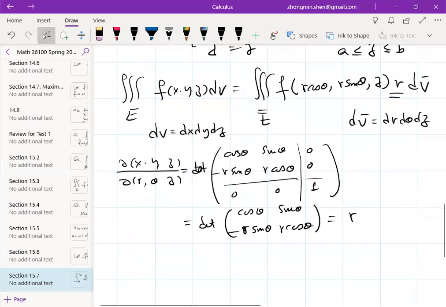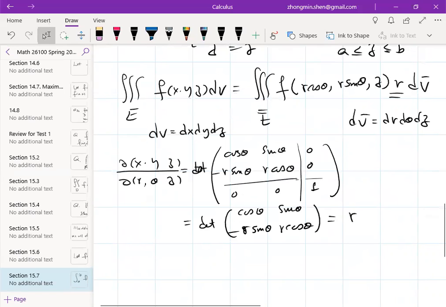That's just the determinant of the matrix. If you forgot how to find the determinant, 3 by 3 or 2 by 2, then you just look at the book you used for Math 171. So this is a formula given in the book. I'm just trying to tell you where this formula is from.